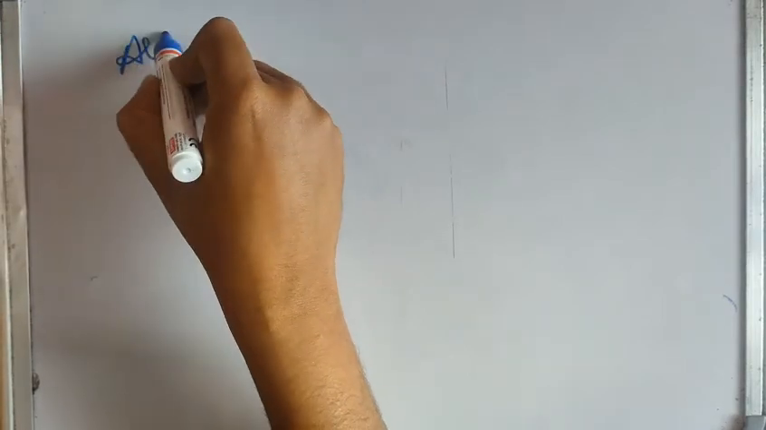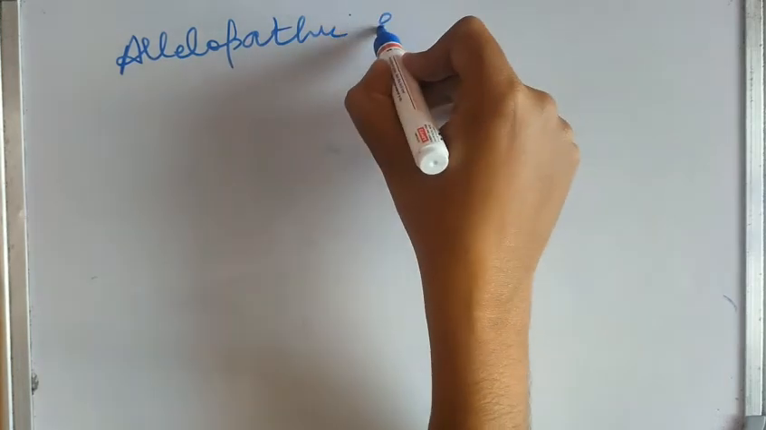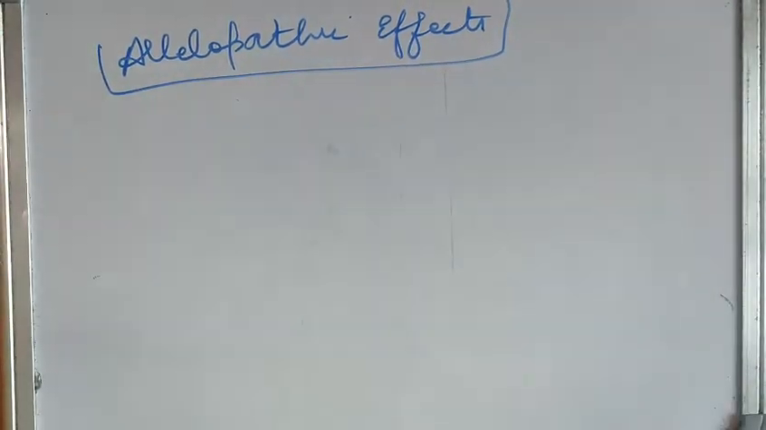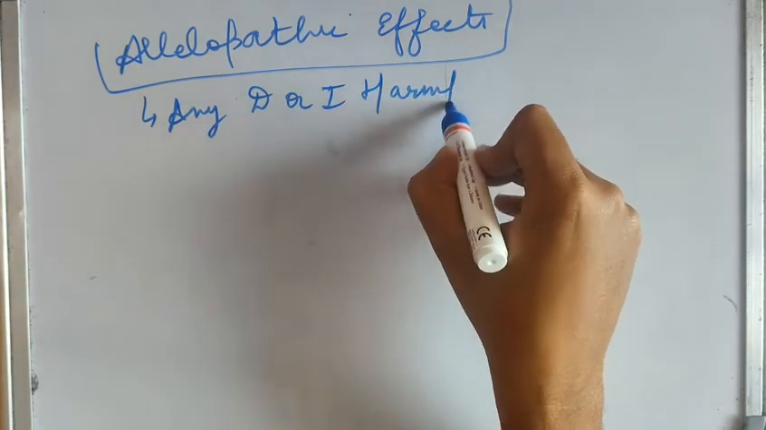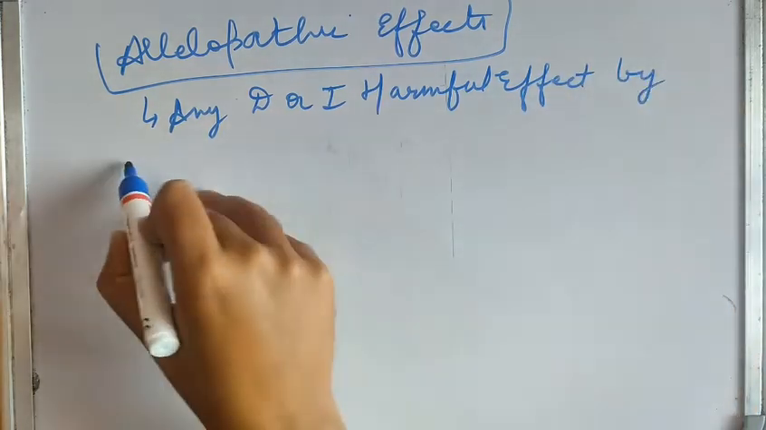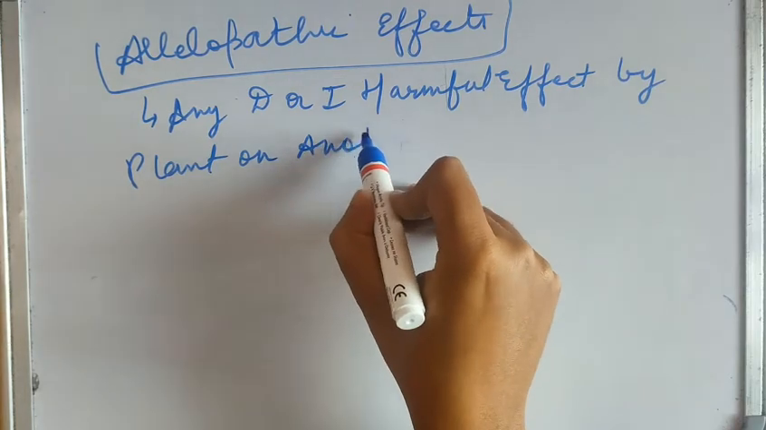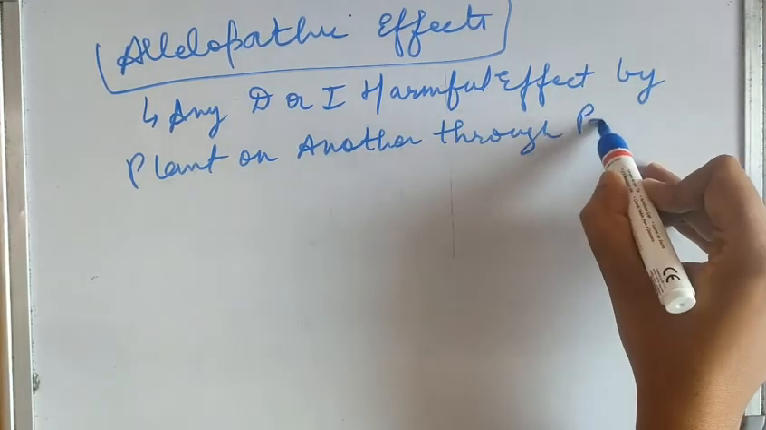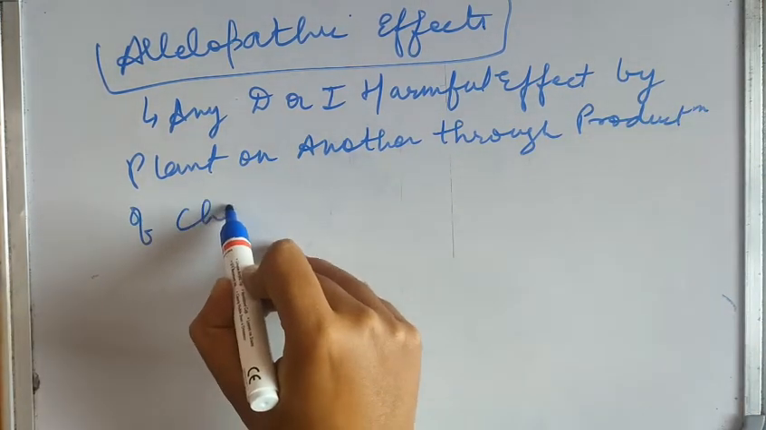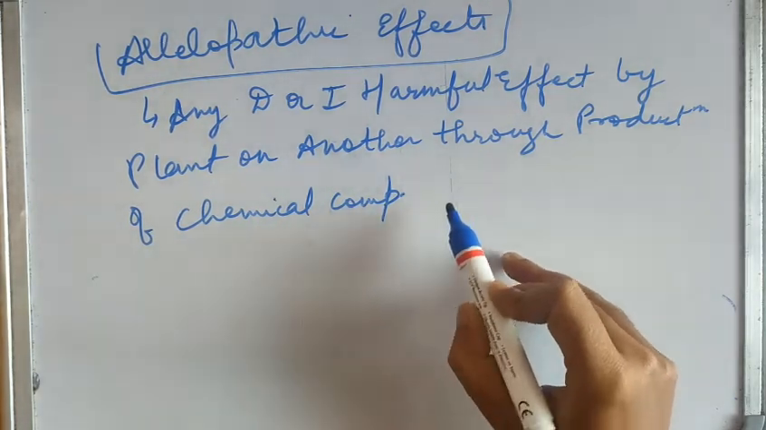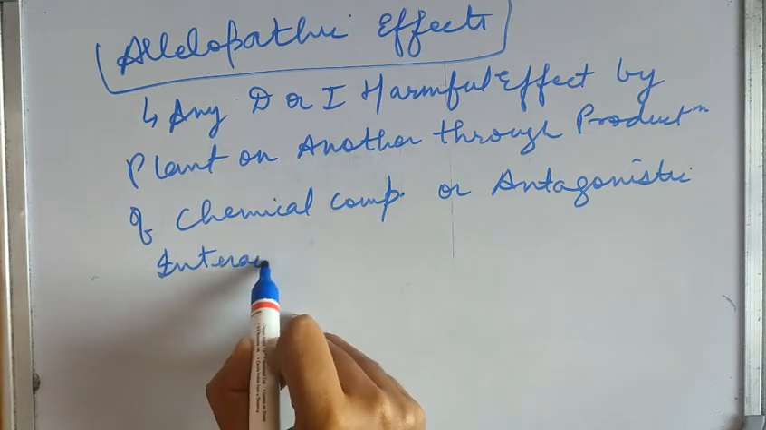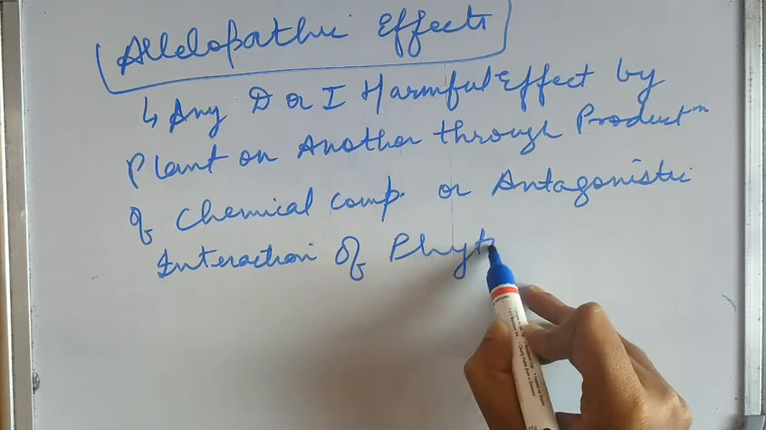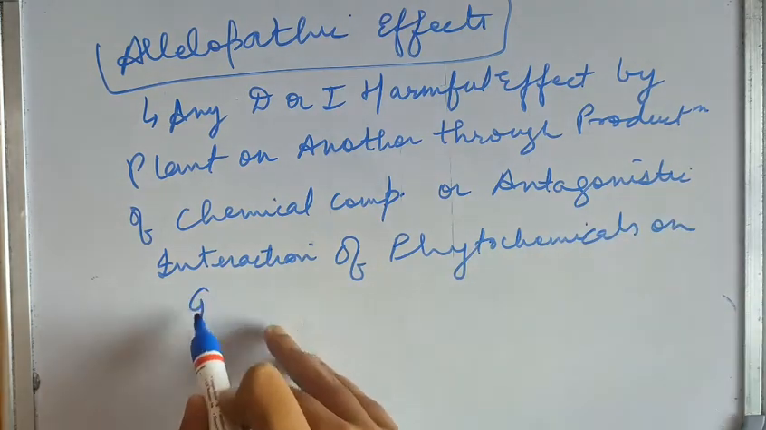Now moving on, in this lecture we have mentioned allelopathic effects several times. So now we are going to discuss what these allelopathic effects are. Any direct or indirect harmful effect by one plant on another through production of chemical compounds, or antagonistic interaction of phytochemicals on growth of other plants.